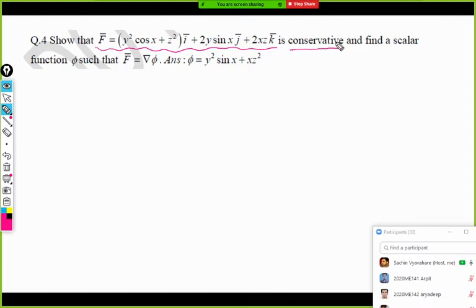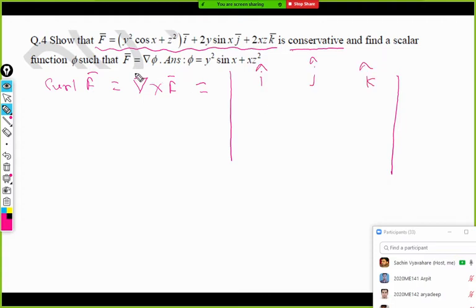So let me see the first part. Consider curl f bar, that is del cross f bar, and we have already seen this curl f bar is a determinant whose first row is the unit vectors i, j, and k. The second row is the components of the del operator, which are dou by dou x, dou by dou y, and dou by dou z. And the third row is the components of vector f bar.